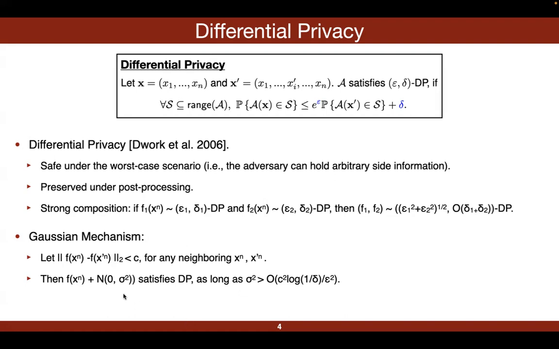We set the variance sigma squared to be greater than something like C squared times some function of epsilon and delta. Again, C squared here is the sensitivity. So this is the canonical mechanism for DP.